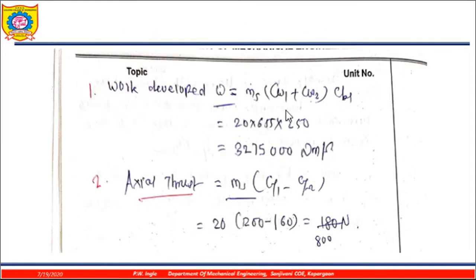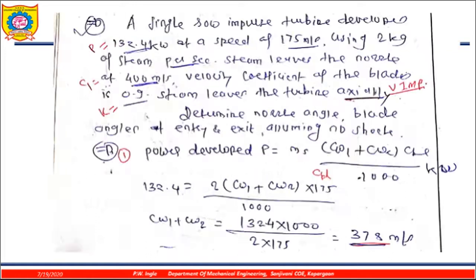Then calculate work developed, then axial thrust. So this is how to calculate velocities. You can solve the problem by the graphical method or the analytical method. A single row impulse turbine develops power P equal to 132.4 kilowatt at a speed of 175 meter per second using 2 kg of steam per second. So mass flow rate is 2 kg per second. Power is given directly.